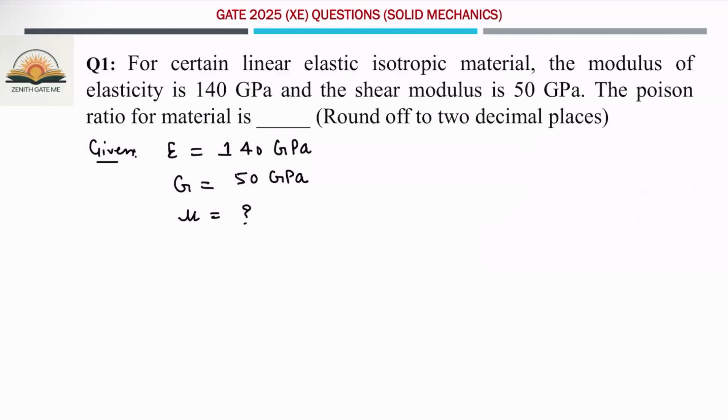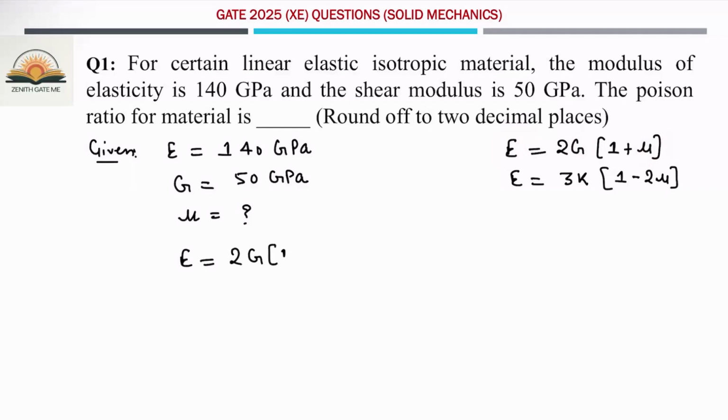So for solving this problem, there is a relation between the elastic constants, that is, E is equal to 2G(1 plus mu). If the shear modulus and the Poisson's ratio are given, then you can use this formula for calculating the value of Young's modulus. But if the bulk modulus and the Poisson's ratio value are given, then you can use E is equal to 3K(1 minus 2 mu). But for this particular question, you have to calculate the value of Poisson's ratio. The G and E values are given, so you have to use the first formula: E is equal to 2G(1 plus mu).